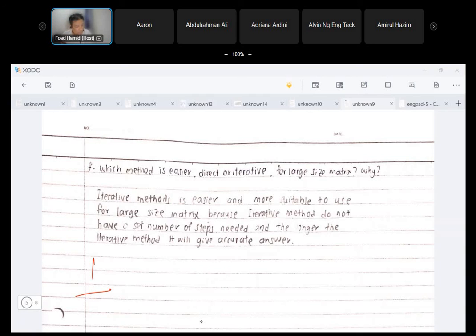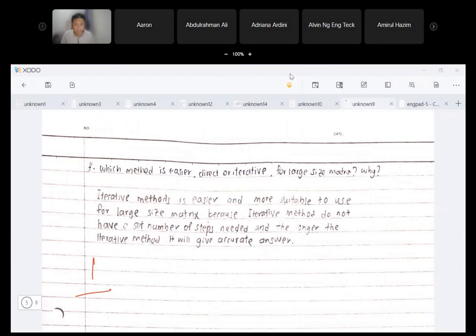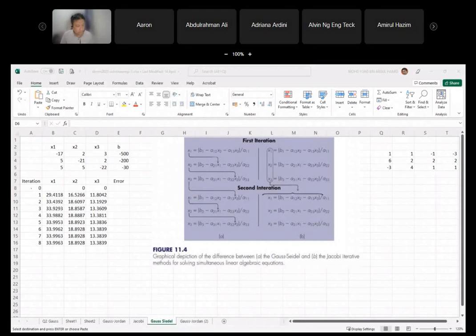Let me show you my Excel sheet here. Okay, so let's share my Excel here. I hope you can see my Excel.